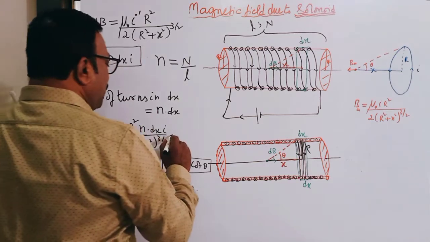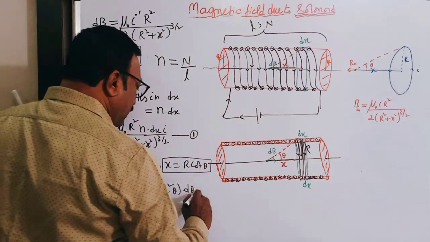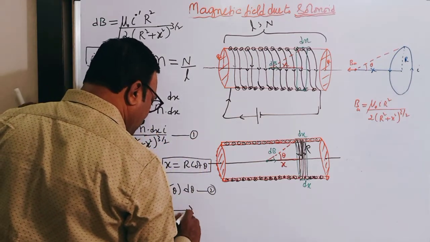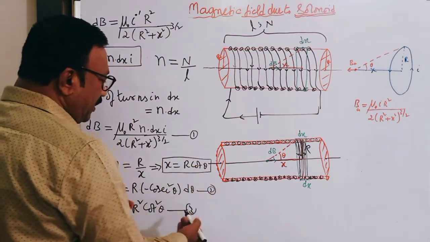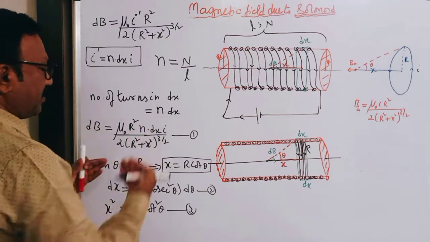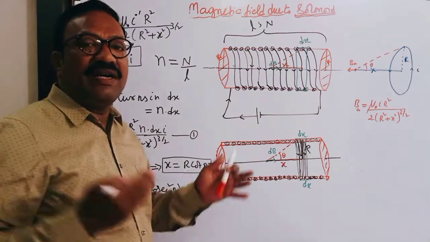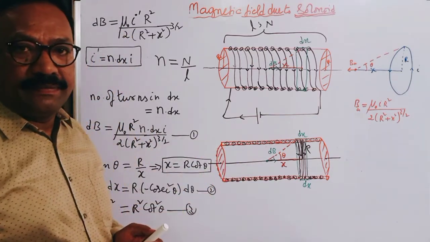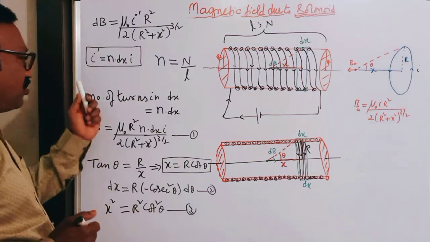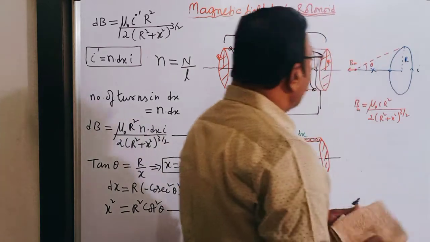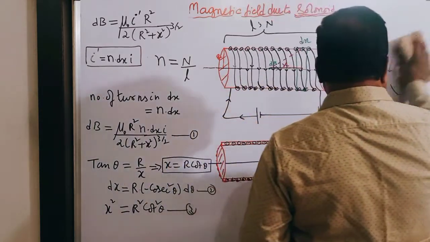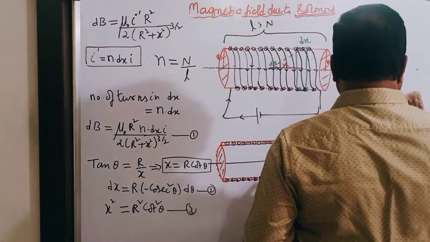So let me name this as equation 1, this as equation 2, and this as equation 3. Substituting equations 2 and 3 in equation 1, the dB will be modified and it will be suitable for integration. So let us see what happens on substitution. I want to erase this part. Is it okay? Or else I'll erase this. This is not required, no? Fine.